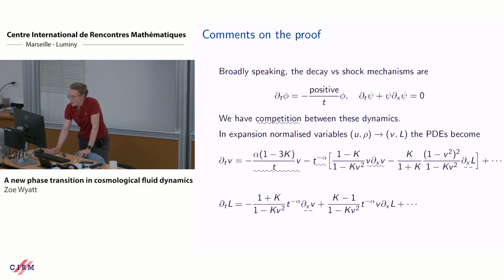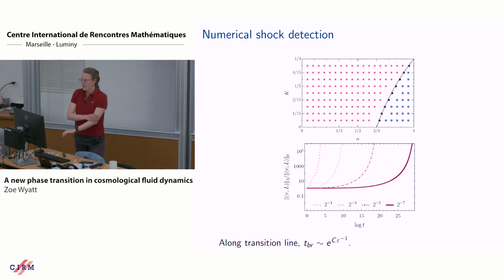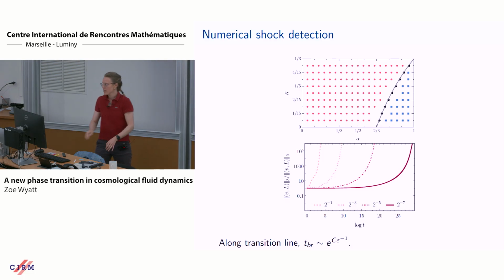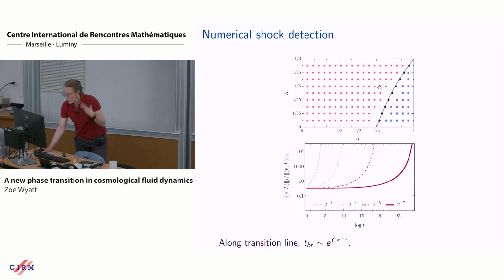Okay, so what I have shown here is just a picture of the numerical shock detection. Just to show that on one side of our transition line, we really do think everything is blowing up as you decrease the amplitude of your solution, and the rate of blow up will shift, but you can quantify the time of blow up, and this we believe is giving some polynomial rate of blow up.